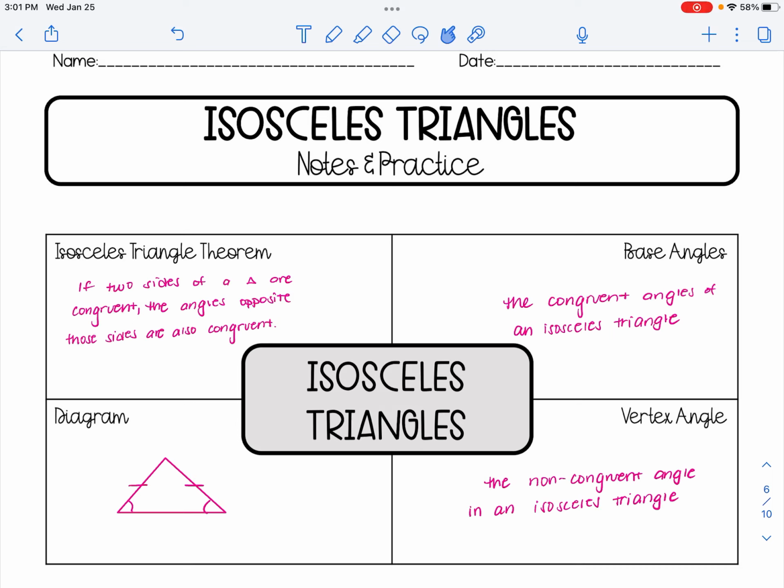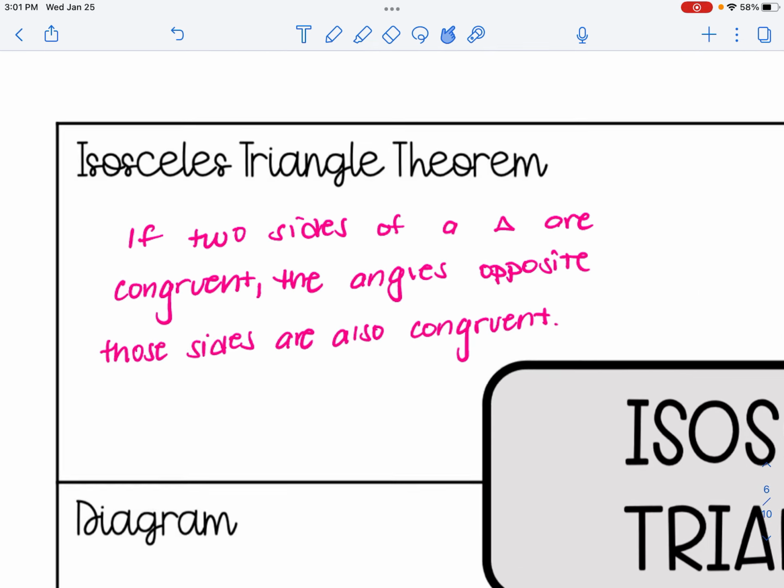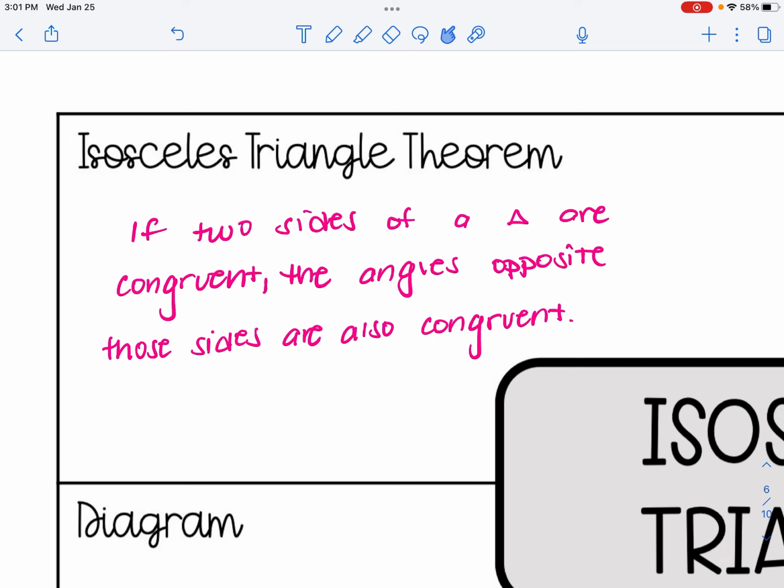In this video, we are going to be discussing isosceles triangles. You might already know that an isosceles triangle is a triangle that has two congruent sides, and we're going to add a little bit to that knowledge today. So first up, we have what's called the isosceles triangle theorem.